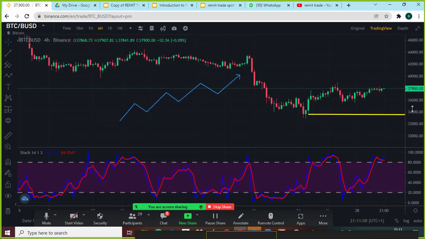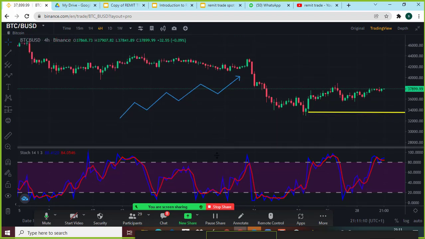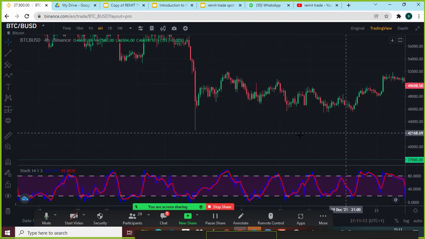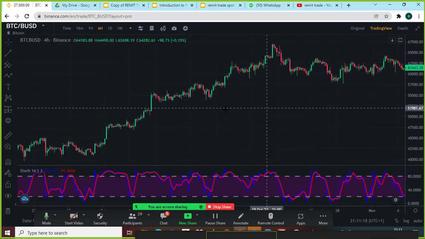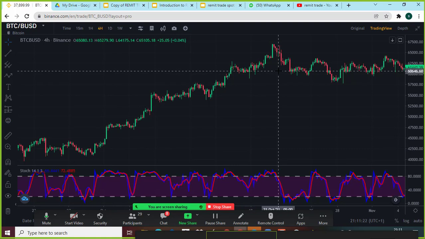Okay, let me go right here. Let me reduce it a little bit. Okay, then let me move over to this area where I have a smooth uptrend. Okay, so in this area we have an uptrend here. So this is an uptrend, clear uptrend. So that's the first thing you have to do.